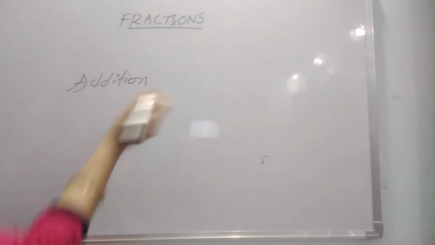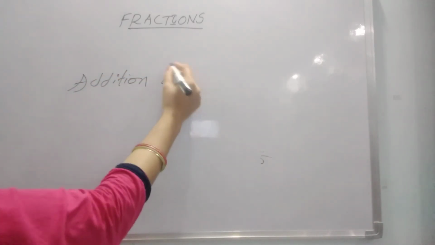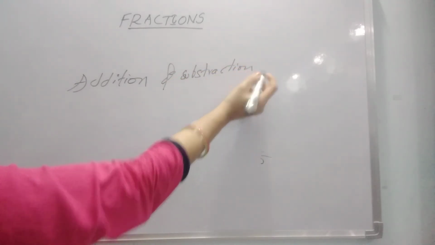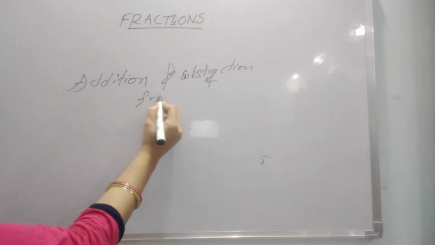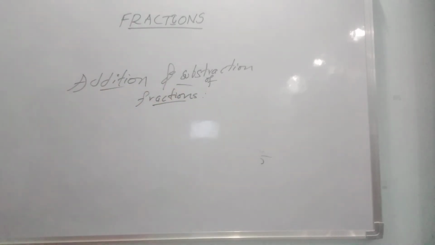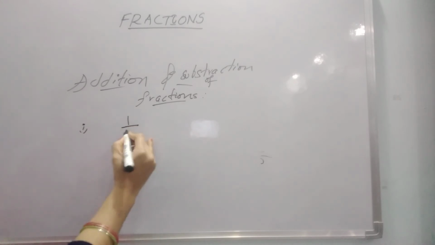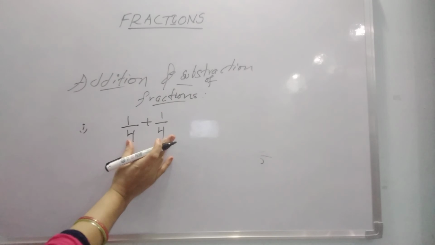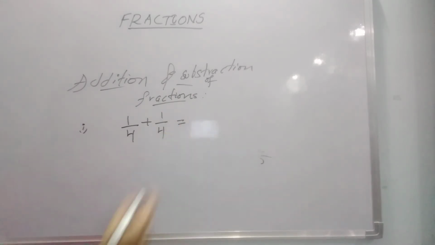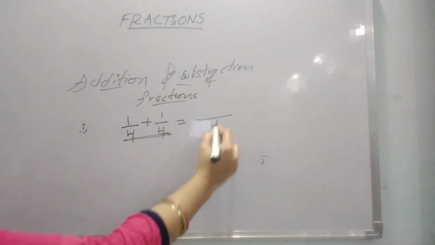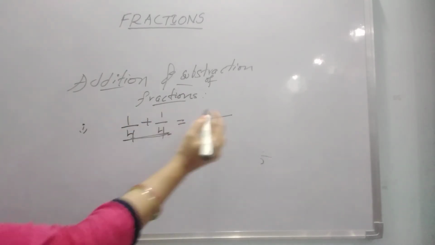Okay. Now addition and subtraction of fractions. How can you add and subtract our fractions? For example, if you take 1 by 4 plus 1 by 4. These are like fractions. That means the denominator will be the same. So it's very easy. We take the same denominator, so put here 4. And add the numerators, 1 plus 1, 2.